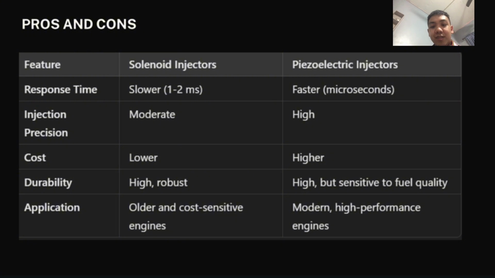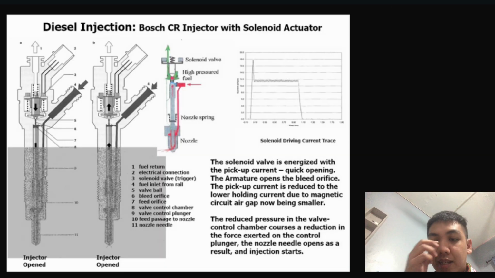For durability, solenoid injectors are very robust. That's why solenoid injectors are commonly used in tractors and trucks, rather than piezoelectric injectors used in, like, the Toyota Hilux or common diesel cars lah. The application for the solenoid injector is older and cost-sensitive engines. Meanwhile, the piezoelectric injector is for modern and higher performance engines, which is the more modern diesel car lah. So here is the example for the diesel injection, which is this.